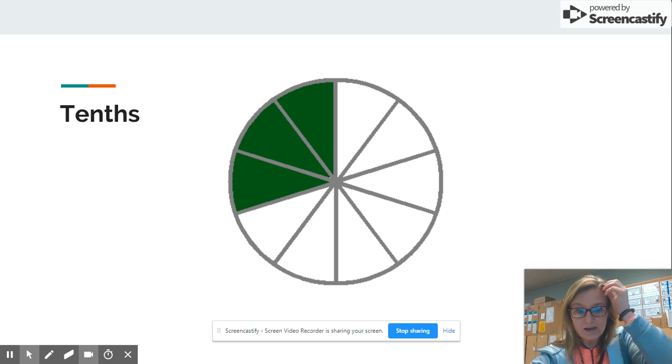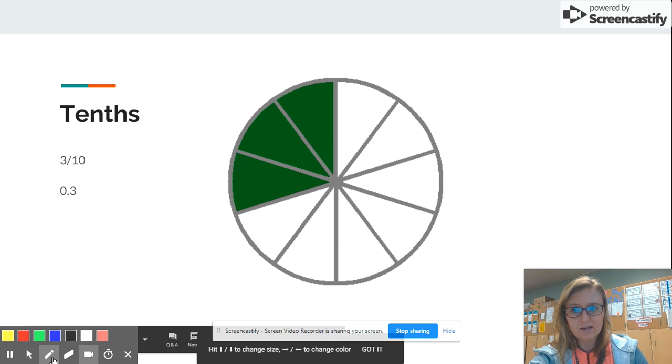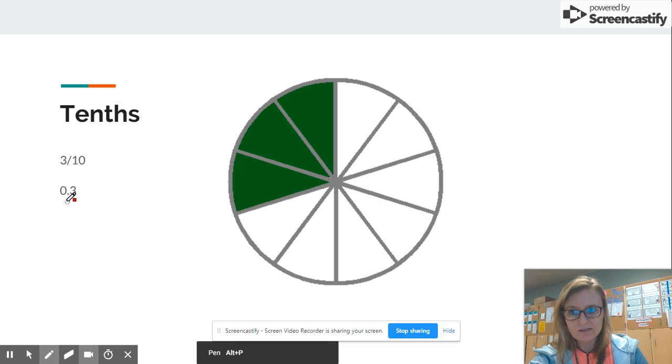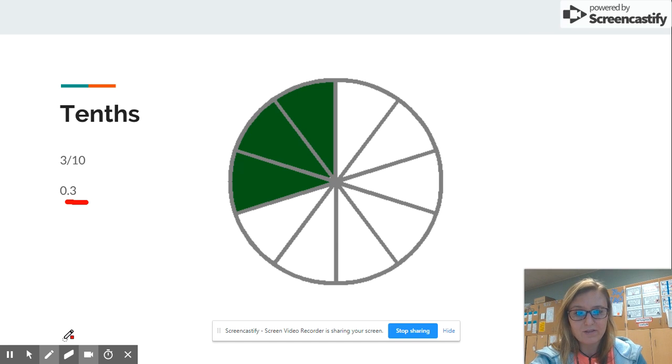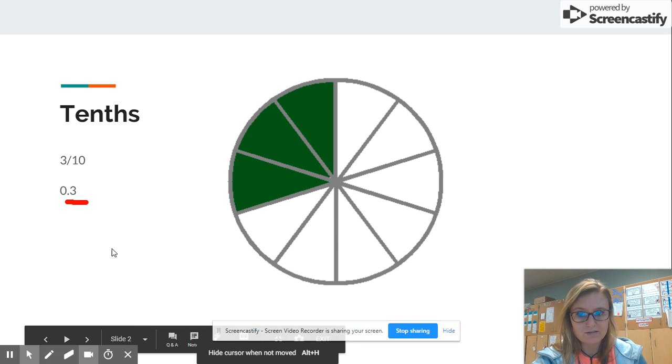As you can see, I have a circle on the screen that's divided into 10 parts. 3 out of 10 of them are shaded, so that gives me the fraction of 3/10. And we know in order to write that fraction, we write 3 over 10. And as we learned to write in a decimal, we write 0.3 because that place value after the decimal on the right side of the ones place is considered the tenths place.